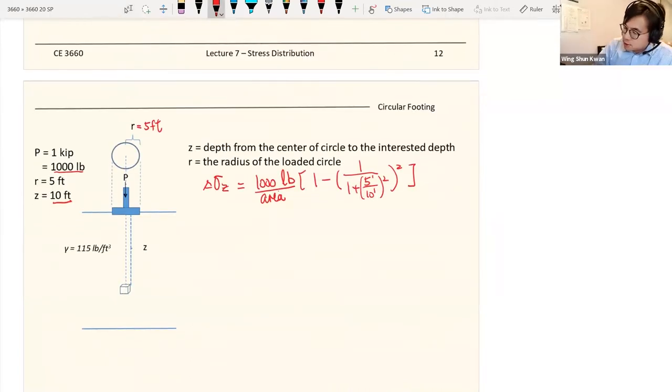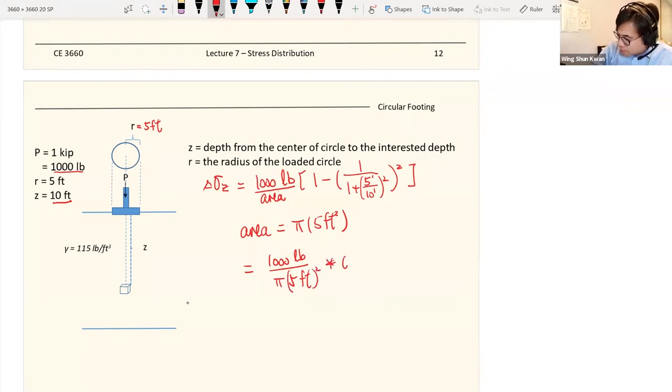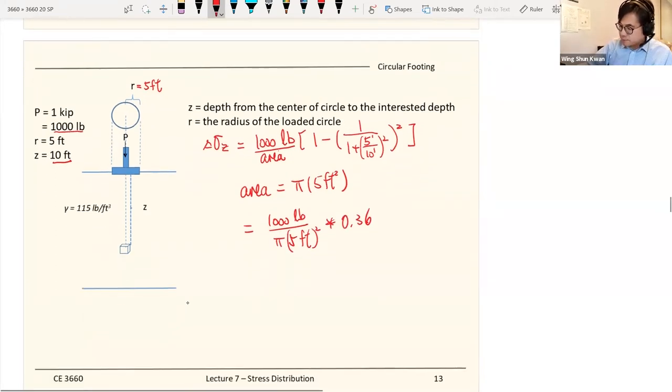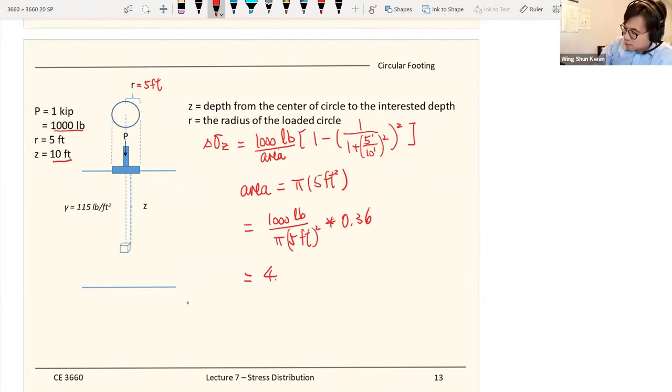So in this case the area will be equal to pi r squared. So the 1,000 pounds divided by pi times 5 feet squared, times 0.36. I think, is that what you got? Okay, thank you. So this is the stress we have.